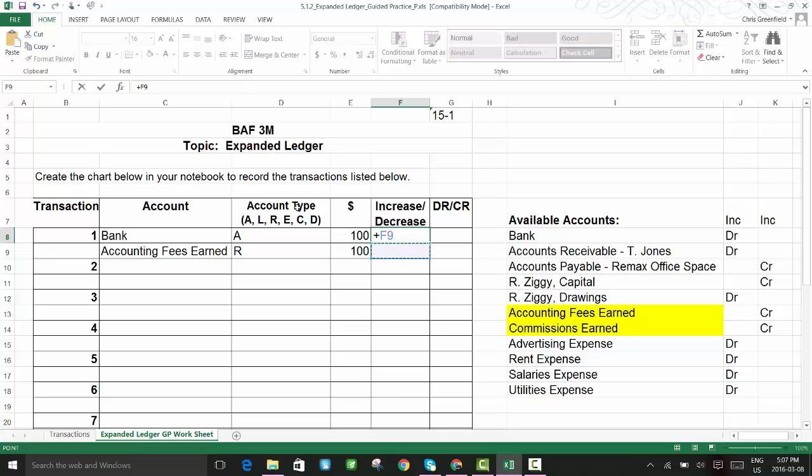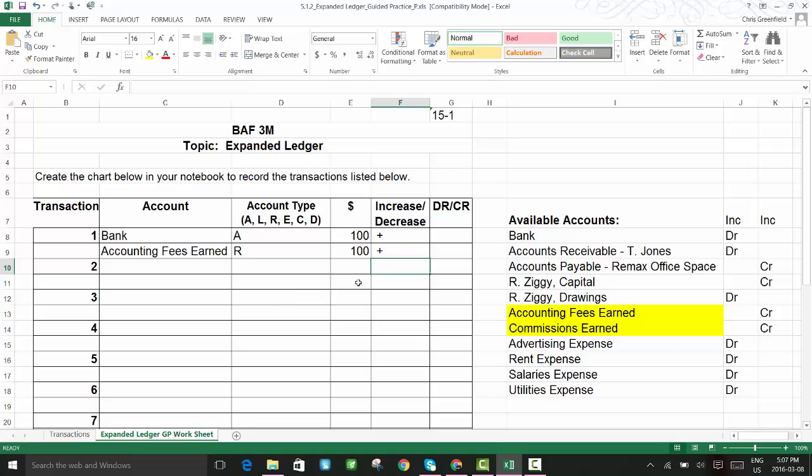Our accounting fees earned is also an increase. We have more value of service that we've provided for our customers now than we did before the transaction. So we're going to list that also as a plus. With Excel or spreadsheets, you have to put in a little space bar there to get it to go to a plus sign. Otherwise, it thinks you're doing a math function.